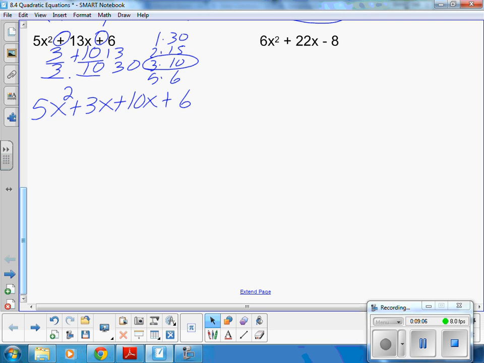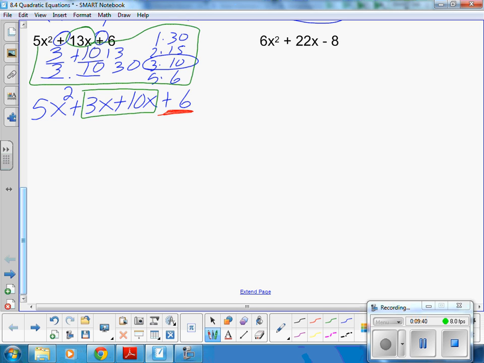The key thing that you have to remember, a lot of times people forget the plus 6 there, a common mistake, and that is to put 30 there. But what we're doing is we're splitting our 13x. How are we going to split our 13x? The 13x is getting split into 3x plus 10x. That's how we got 13x. That's all we're doing. But to figure out how to split that, we have to do this.